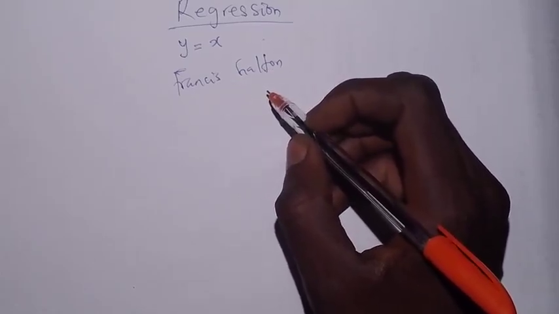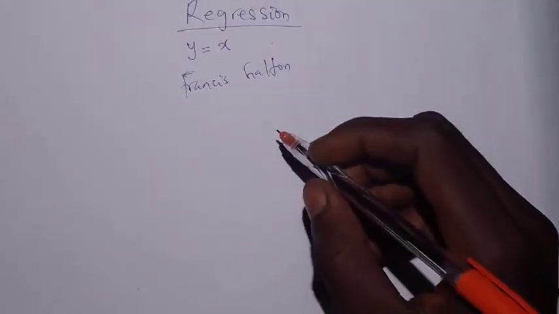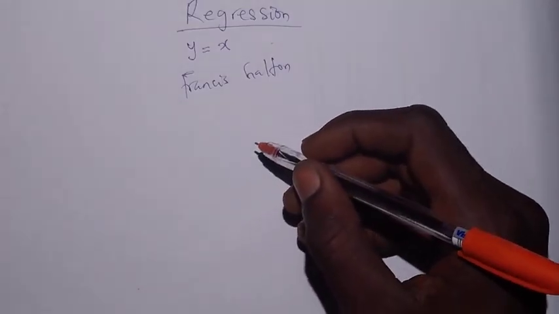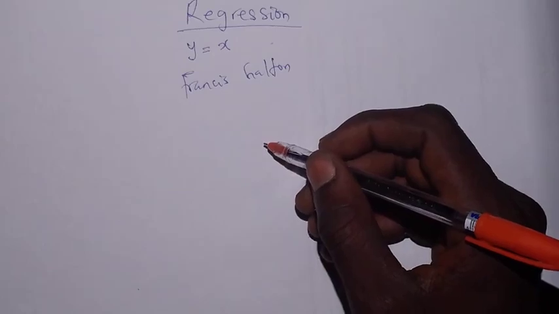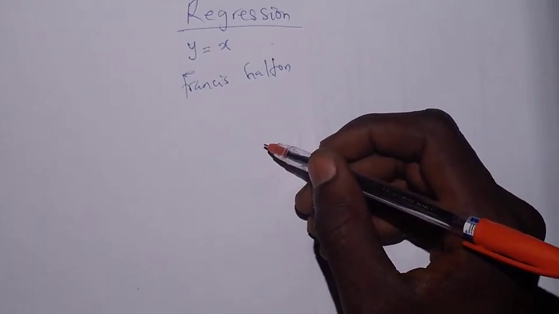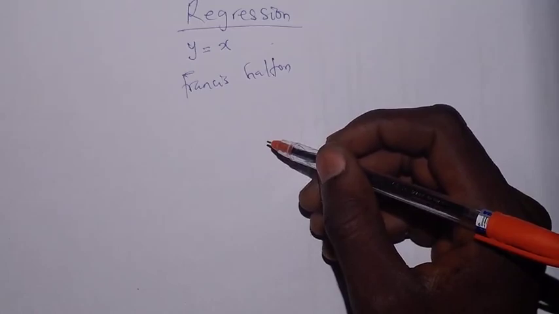And then another simple definition of regression is used for estimation, prediction, and forecasting. Regression is used for estimation, prediction, and forecasting. Regression is a measure of cause and effect.